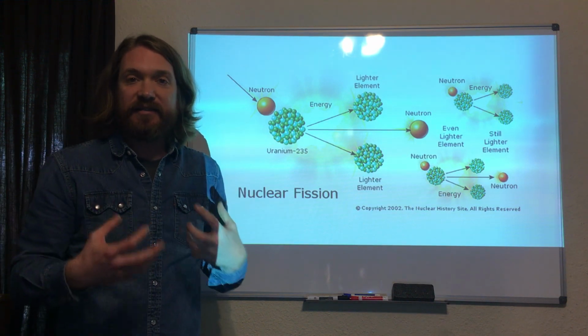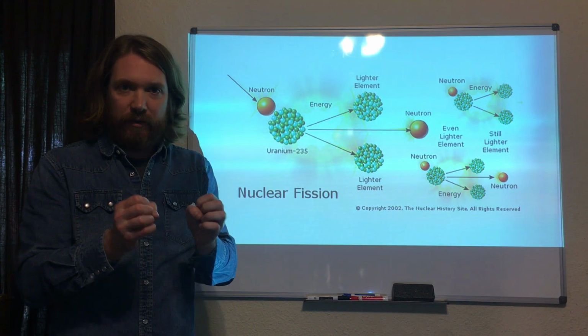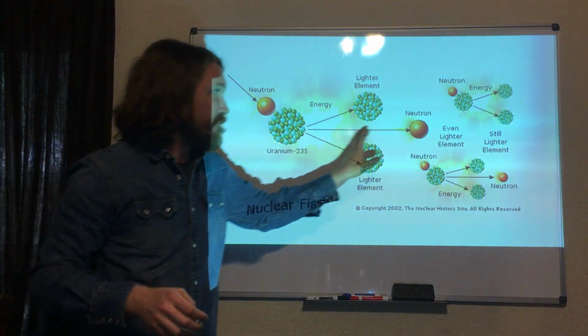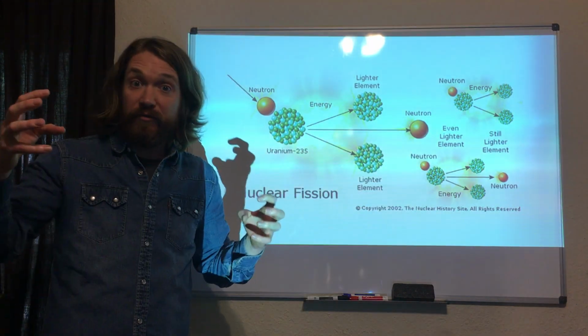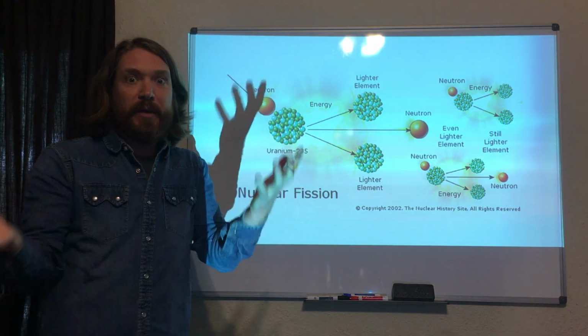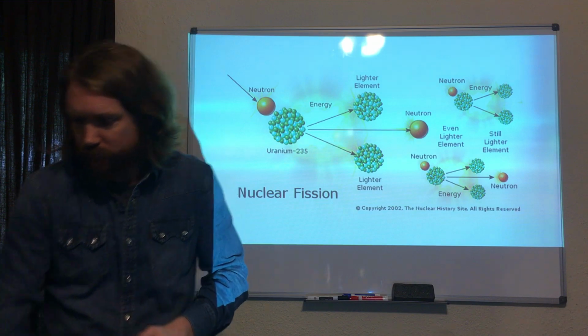This is what happens inside of nuclear reactors. Uranium is zapped with neutrons, splits in half. That releases more neutrons, which hit more uranium atoms, causing them to split in half to create more. It's like a pyramid scheme, okay?